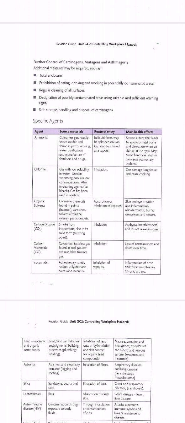Then I'm going to talk about specific agents. You have specific agents, then sources of material, then the route of entry into the body, and main health effects, right? Like ammonia. Ammonia is a colorless gas, rapidly water soluble, and also found in petrol or refined water, purification, and also in the manufacture of fertilizers and drugs, right?